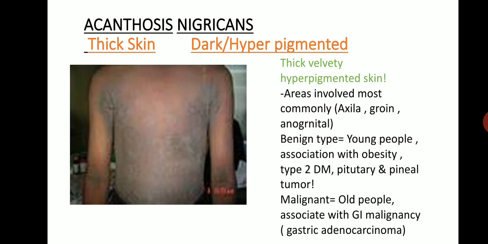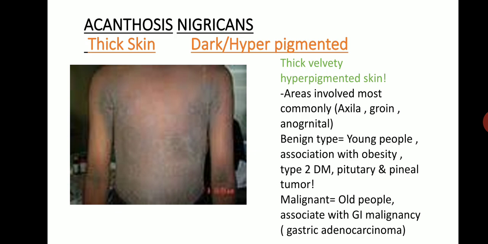Third and last is acanthosis nigricans. The word acanthosis means thick skin, and nigricans refers to dark or hyperpigmented skin. So it refers to thick, velvety, hyperpigmented skin. You can see in the picture thick, velvety, hyperpigmented skin, and it occurs in the areas of axilla and groin. It is of two types, benign type and malignant type.